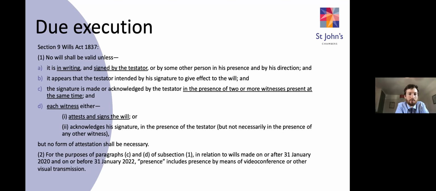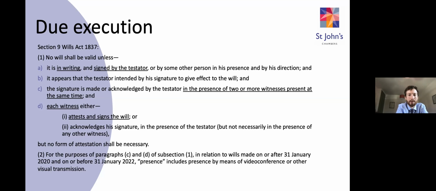In terms of formal validity, we still take it from Section 9 of the Wills Act 1837, albeit it has been amended a couple of times. That section requires of a will, in order to be formally valid, that it's in writing, signed by the testator, in the presence of two or more witnesses at the same time, and that each witness signs the will and attests it in the presence of the testator.